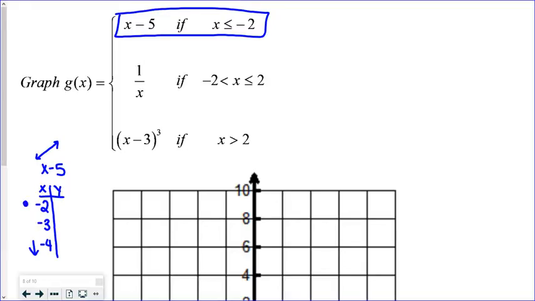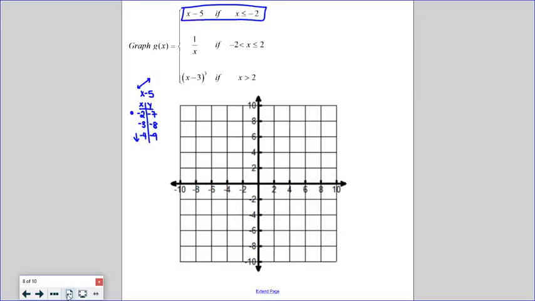Plug those into my function, so negative 2 minus 5 would be negative 7. Negative 3 minus 5 would be negative 8. Negative 4 minus 5 would be negative 9. Put those dots on my graph, so let's see. Negative 2, negative 7 would be a closed dot right there. Negative 3, negative 8. Negative 4, negative 9. And it's going to continue on in that direction. Make sure you have an arrow on the left side of that line.